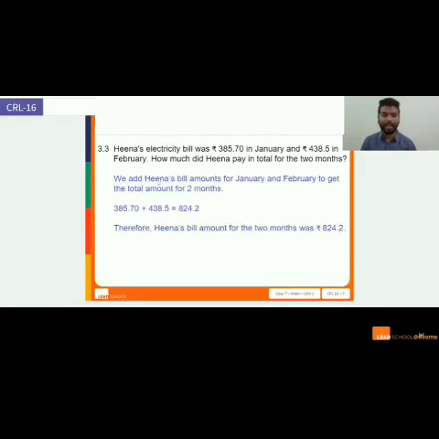Yeah, we add Hina's bill amount for January and February to get the total amount for 2 months. 385.70 plus 438.5 is equal to 824.2 rupees. Therefore, Hina's bill amount for the 2 months was 824.2 rupees. Great. So students, today we revised decimal addition and subtraction.